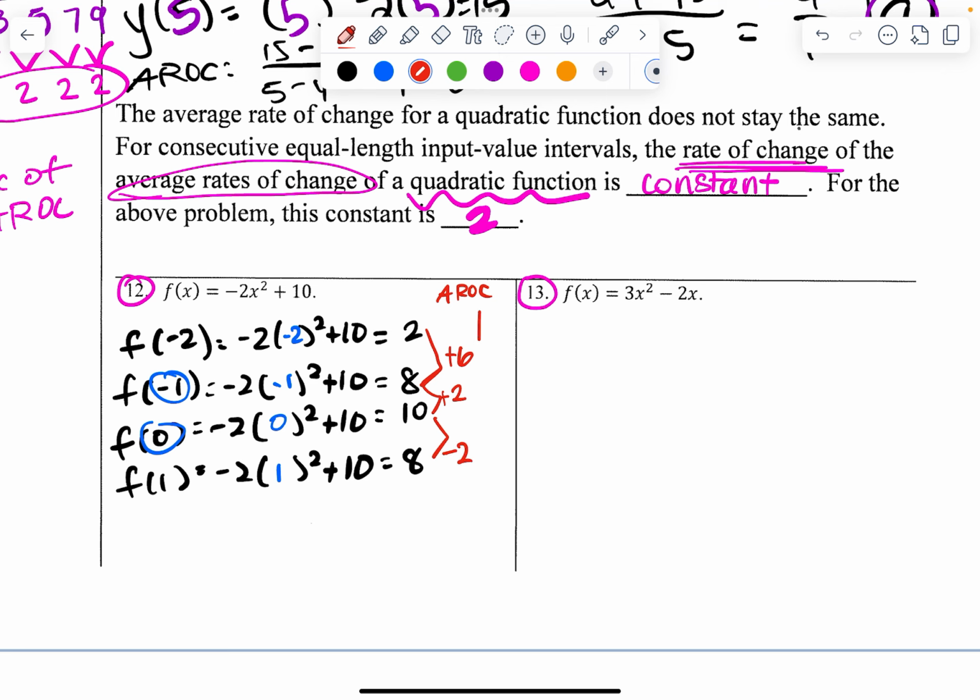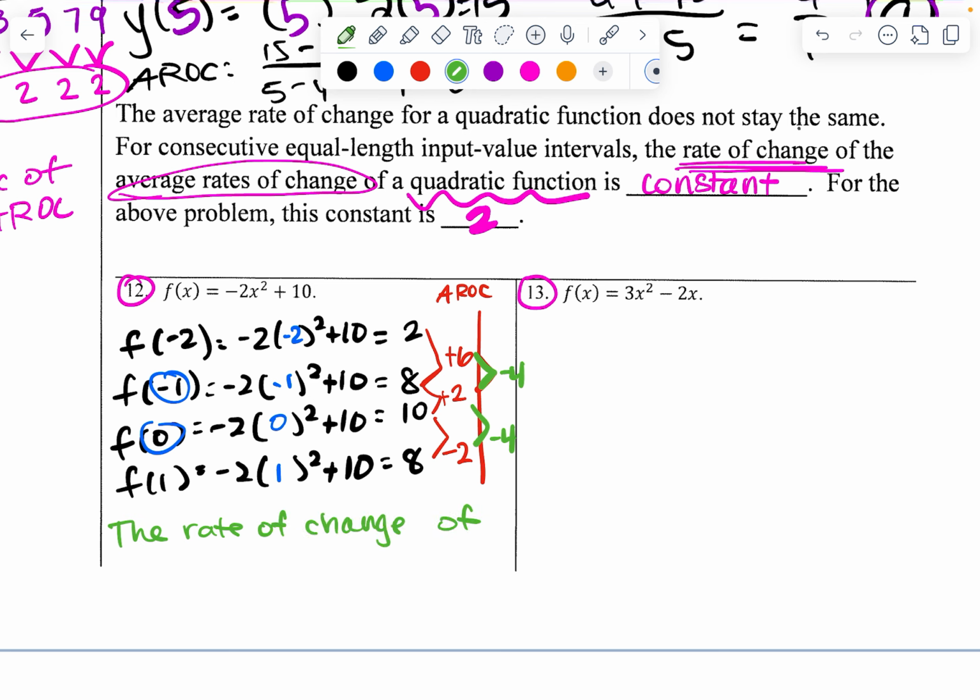So how do we find the rate of change of the average rate of change? So from 6 to 2, we went down 4. And from 2 to negative 2, it's also down 4. So what do we say about this? Well, here's what we know: the rate of change of the average rate of change, or AKA the rate of change, is changing by negative 4.